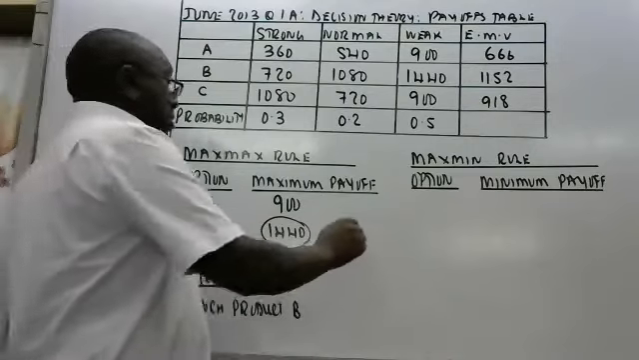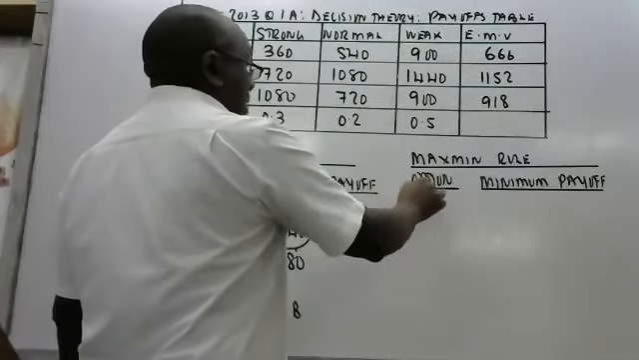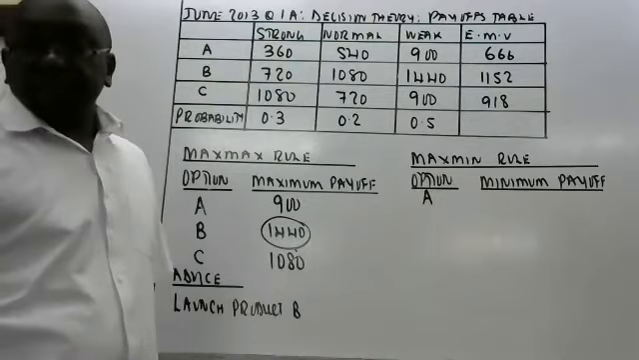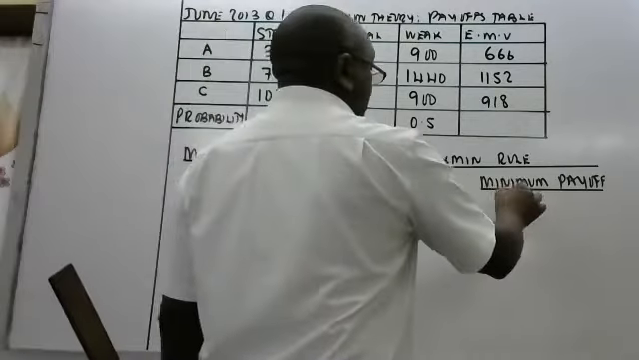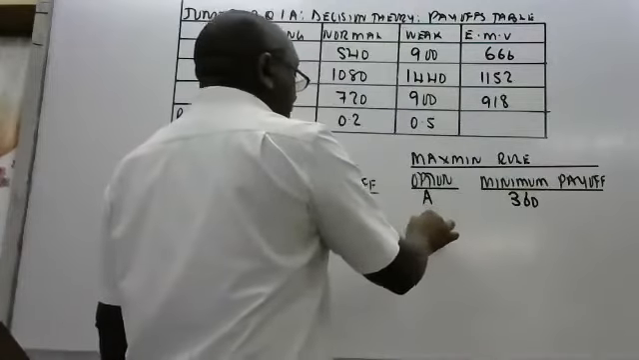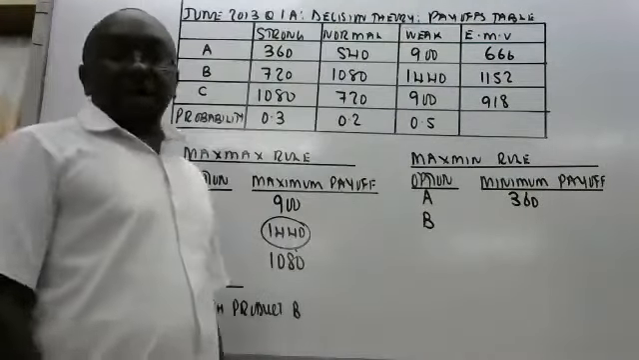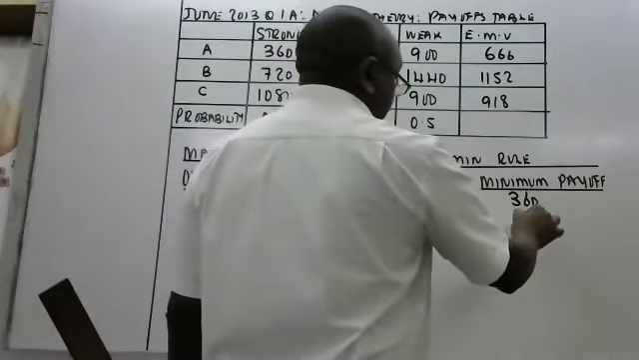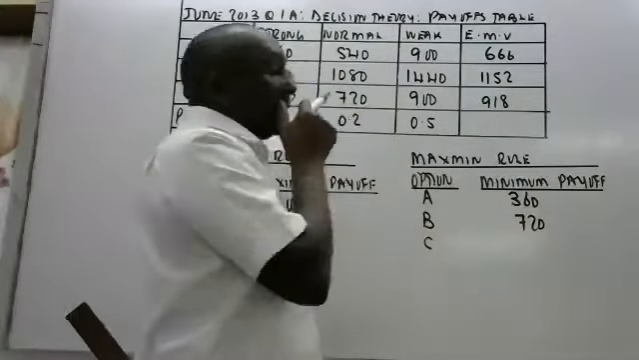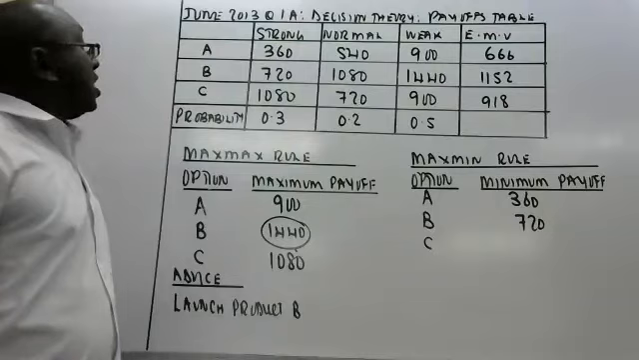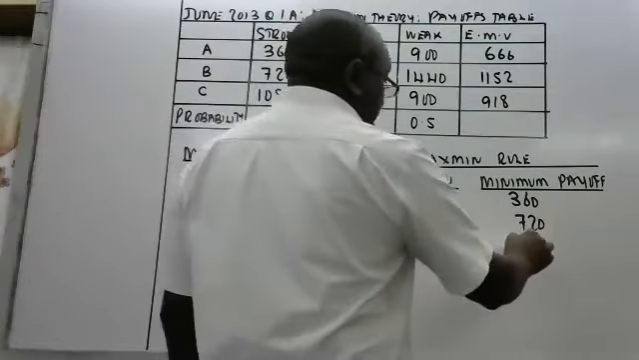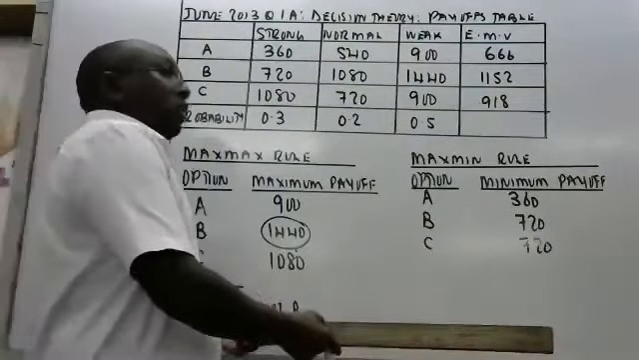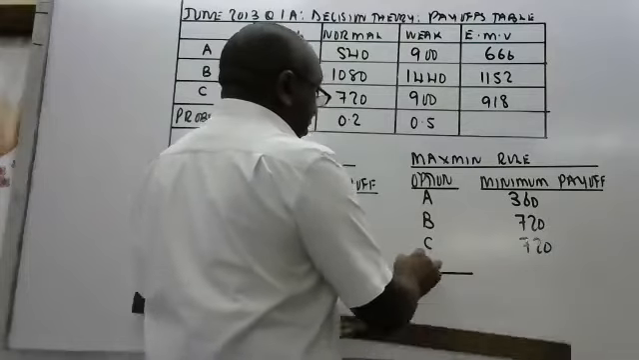So, option A, the minimum payoff for A is what? Yeah, good, 360. We go to option B. The minimum payoff for B is 720, good. We go to C. The minimum payoff for C is 720. So we now come down here and offer them the advice.